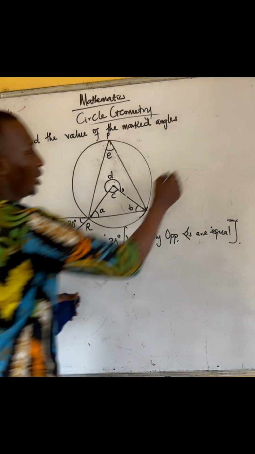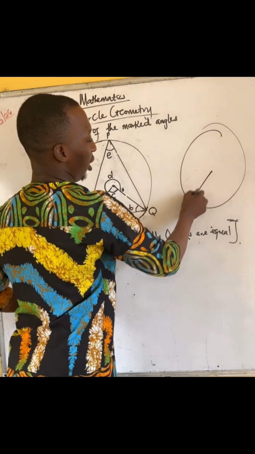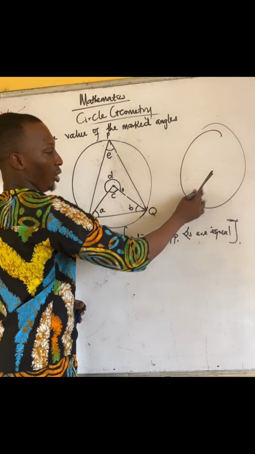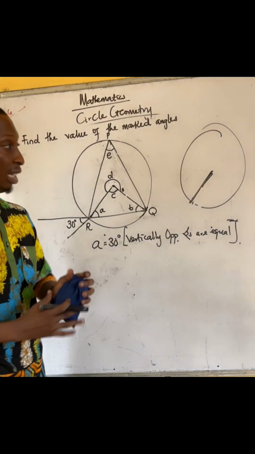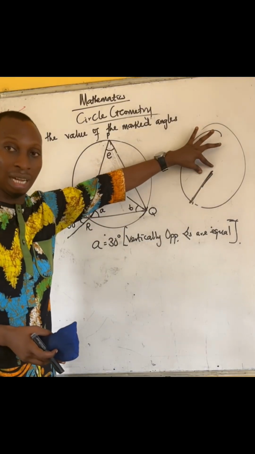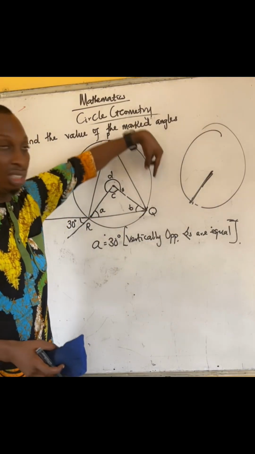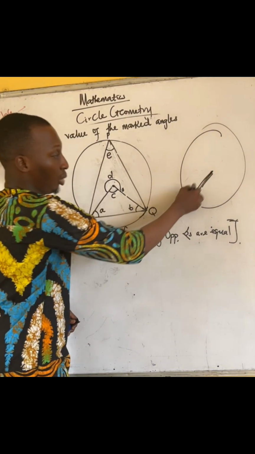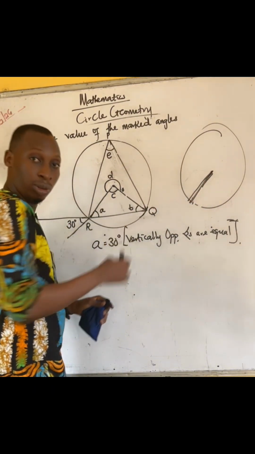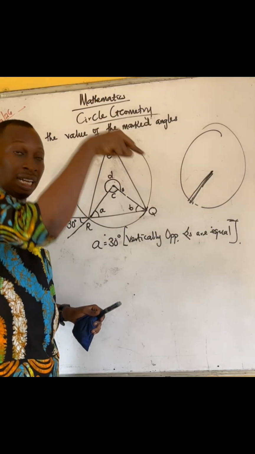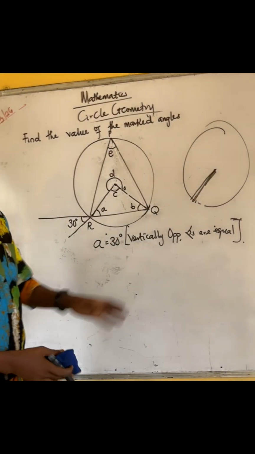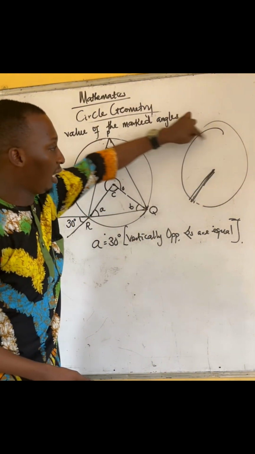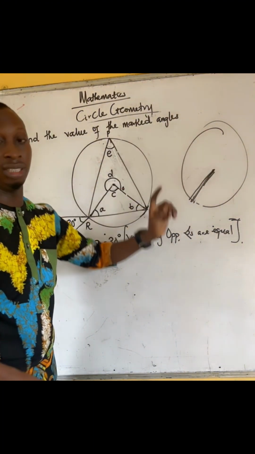Do you know that if I have something like this, don't forget, from the center to the circumference is the radius. You are familiar with the concept of radius. Any line drawn from the center to any part of the circumference is called a radius. So whether I'm coming from here to here or from here to here, as long as it is coming from the center and touching any part of the circumference, it is a radius.